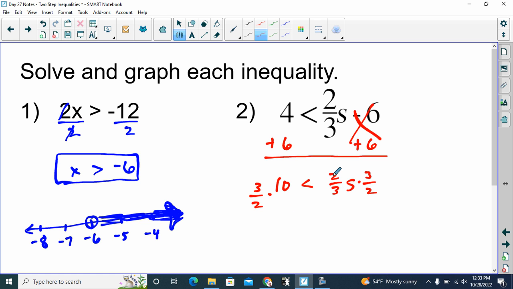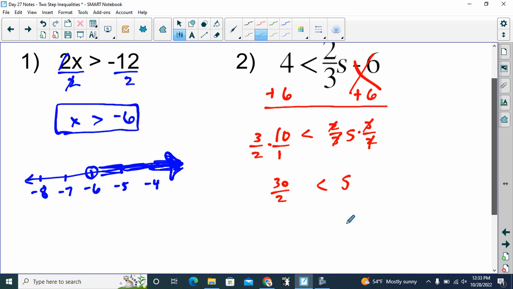And notice when we do that, 2 divided by 2 cancels, and 3 divided by 3 cancels. And on this side, I just get s. I multiplied both sides, but not by a negative number, so I'm not flipping my inequality around. 10 we can write as 10/1. 3 times 10 is 30. 2 times 1 is 2. And we get 15 is less than s. There's our solution.